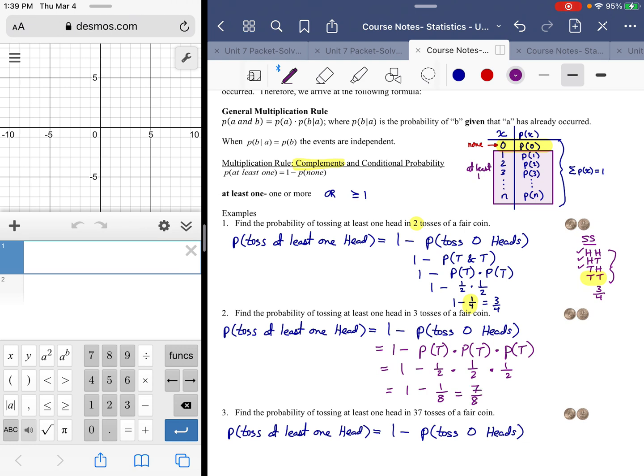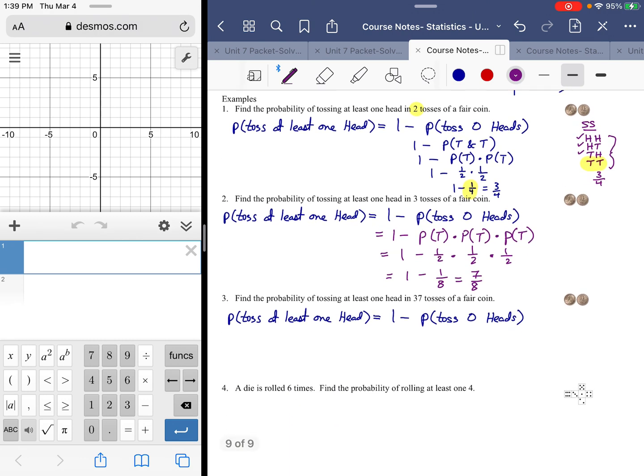All right. Now, obviously, the sample space approach is going to be a little bit lengthier if you wanted to do it that way. So you start kind of shying away from that sort of thing, especially when you get to something like number 3, where it says to do it for 37 tosses of a fair coin. It's like, that's going to be crazy.